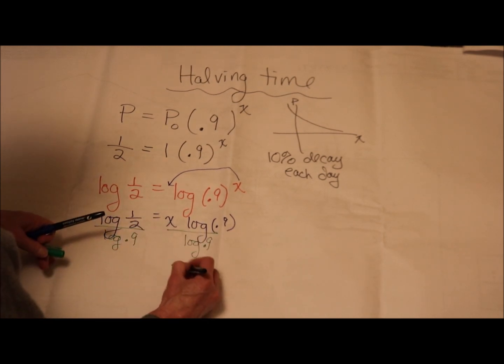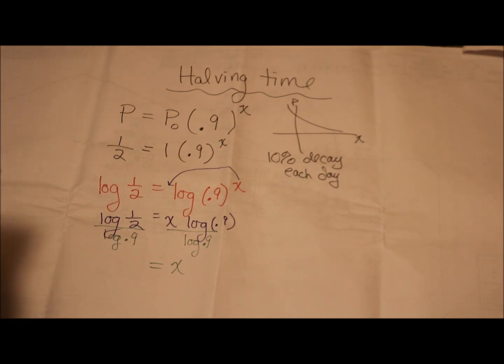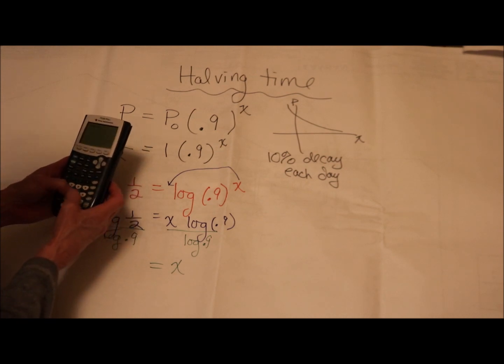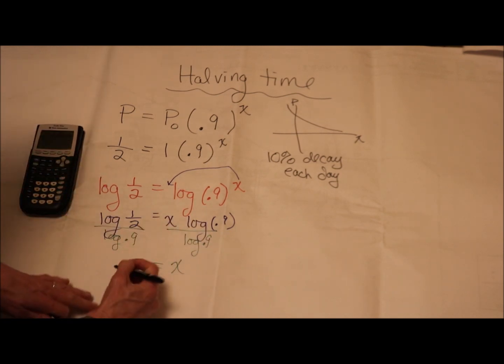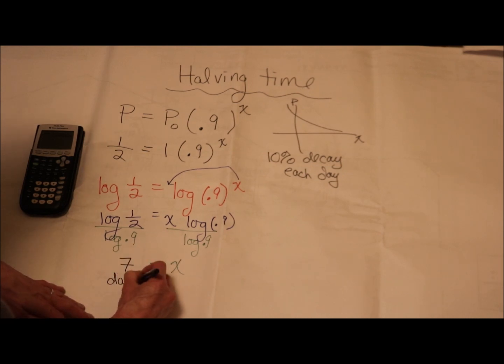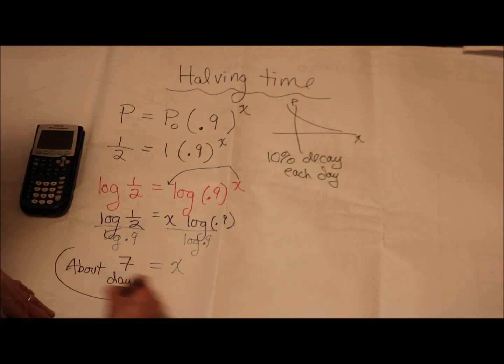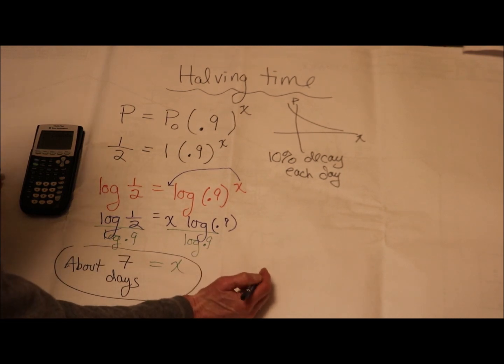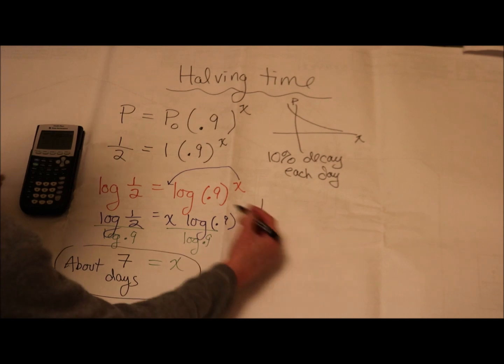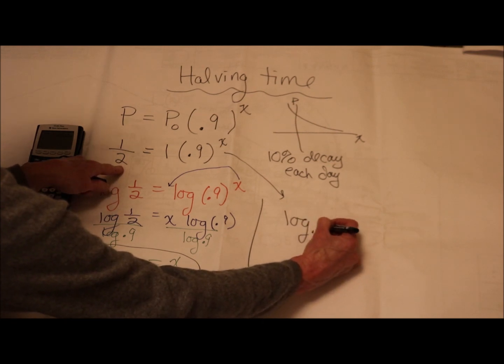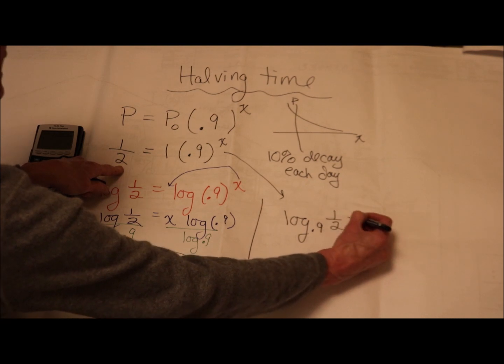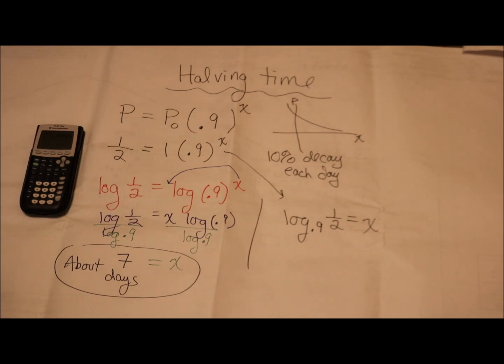And calculator time. We have the log base 10 of 1/2 divided by the log base 10 of 0.9. And that gives me about 7 days. About 7 days is my halving time. Okay, fantastic. By the way, if you don't like this method for solving logs, from here you can just rewrite it in log form, log base 0.9 of 1/2 equals x. And if you have one of those fancy calculators, it would give you the same answer. Okay, that's doubling time and halving time.